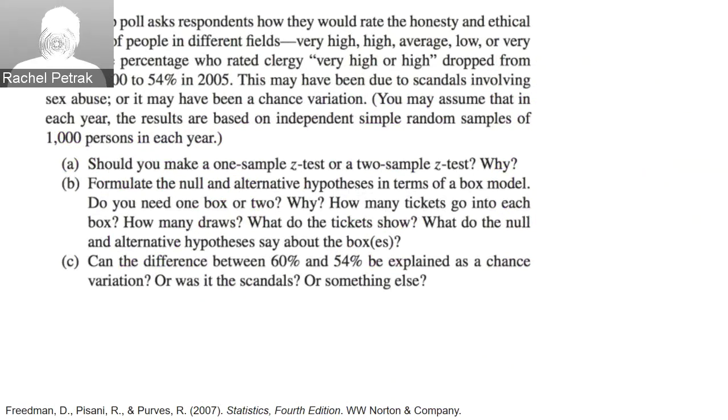The Gallup poll asks respondents how they would rate the honesty and ethical standards of people in different fields: very high, high, average, low, or very low. The percentage who rated clergy very high or high dropped from 60% in 2000 to 54% in 2005. This may have been due to scandals involving sex abuse, or it may have been due to chance variation. We're assuming they're simple random samples. Should you make a 1 sample z-test or a 2 sample z-test? What do you think out there?